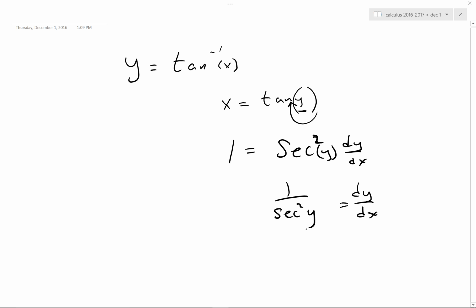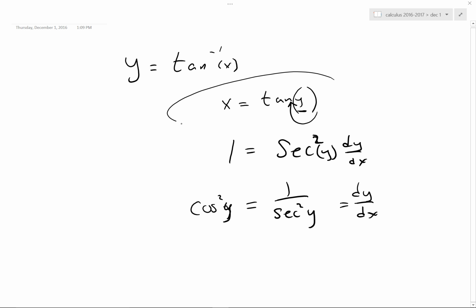Now, isn't secant 1 over cosine? So if you did 1 over cosine squared, isn't it just cosine squared? I feel like it is. This is the same thing as saying the cosine squared of y. What's y? I'm glad you asked.